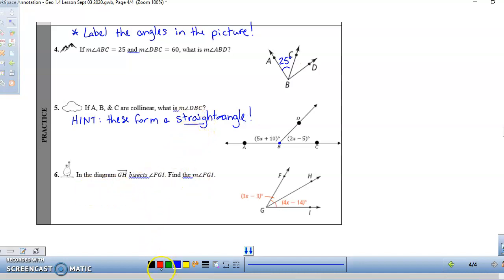Okay, and then the last one, that word bisects. So remember just above here on the notes, bisects means you're going to have two congruent angles or two equal measures. Okay, they're going to be equal. So that's another big hint. That word bisects helps you set up that equation. Okay, those are my hints for you.